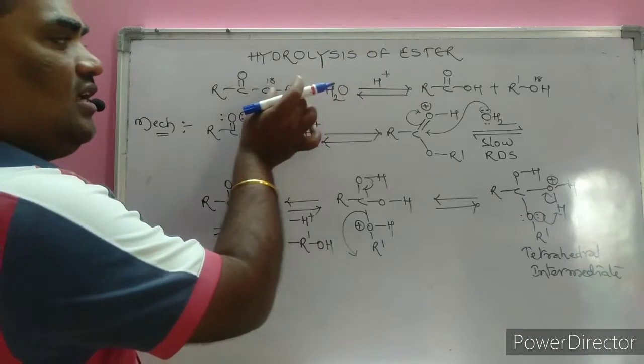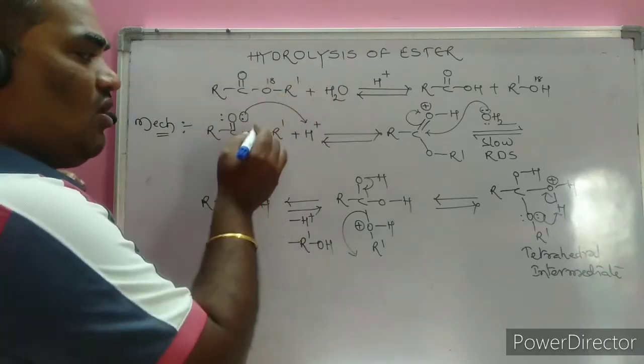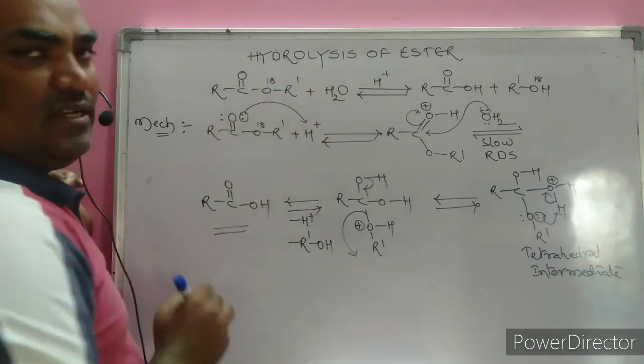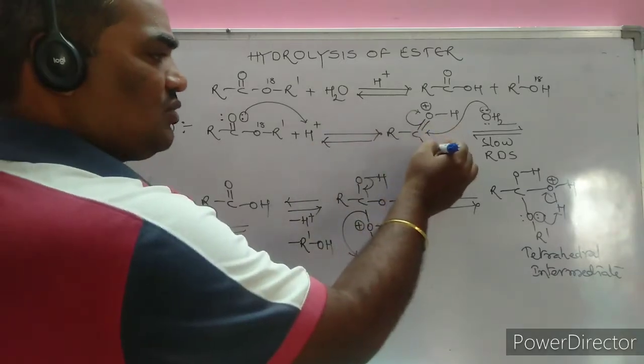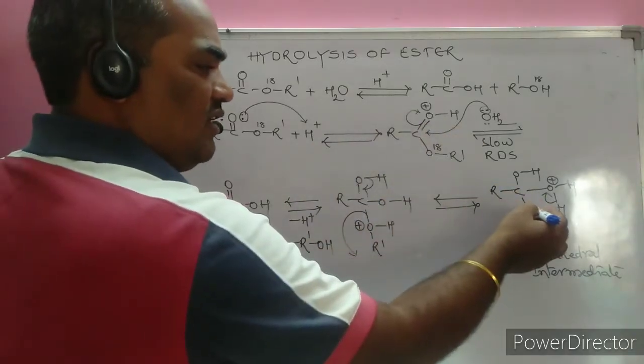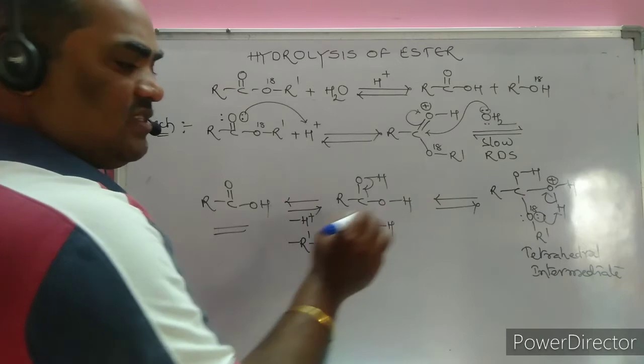If you want to study the isotopic weight of the oxygen, here the atomic weight is 18, here is also 18, the oxygen atomic weight is 18.